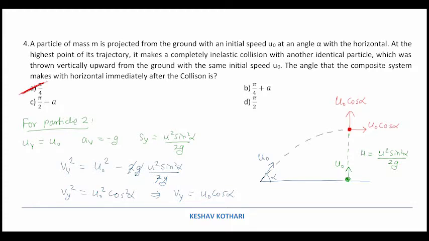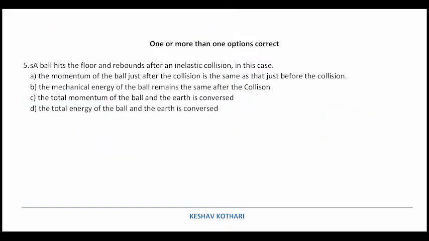So let us move to the next problem. The next problem states that a ball hits the floor and rebounds after an inelastic collision. The first statement says the momentum of the ball just after the collision is the same as that just before the collision. Now this statement is wrong because the momentum of the ball changes in magnitude as well as direction.